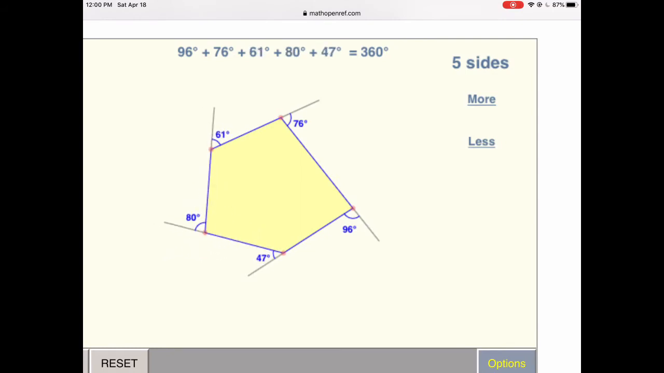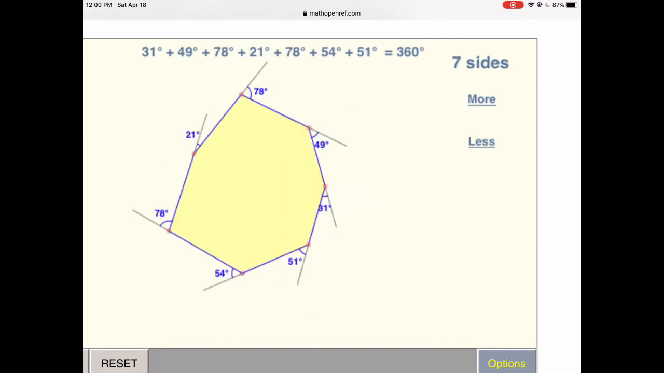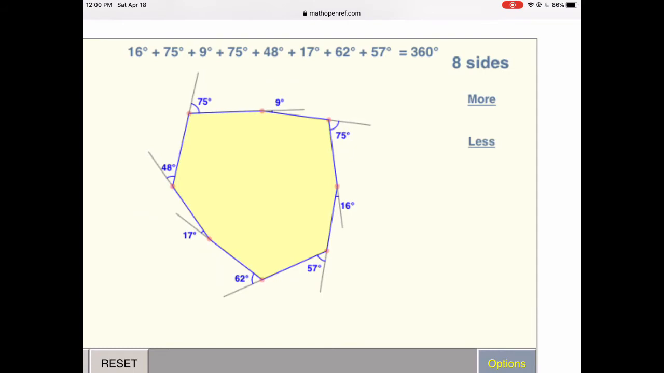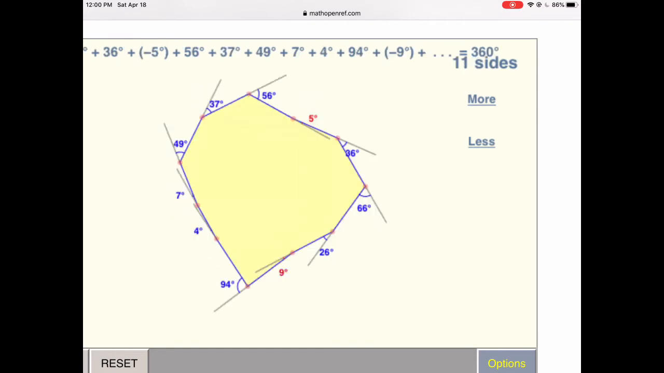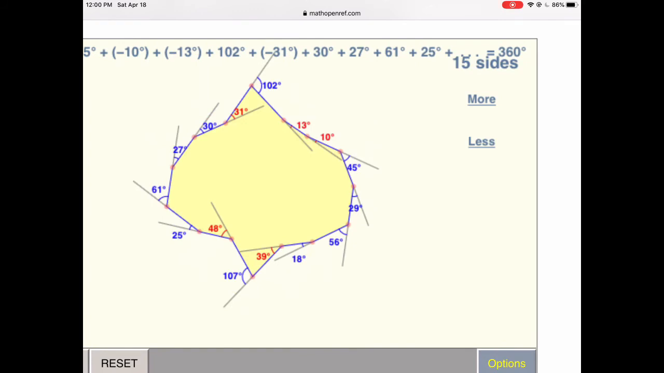Now watch this. We're going to add more angles, more sides, and watch what happens to the total. This is 5 right now. There's 6, 360. There's 7, 360. 8. Notice there's more angles now, but the exterior angles are all, on average, getting smaller because the interior angles are getting bigger. They're squeezing down on the exterior angles. And that's why it always stays at 360. Look at that. I keep adding them, and it stays 360.